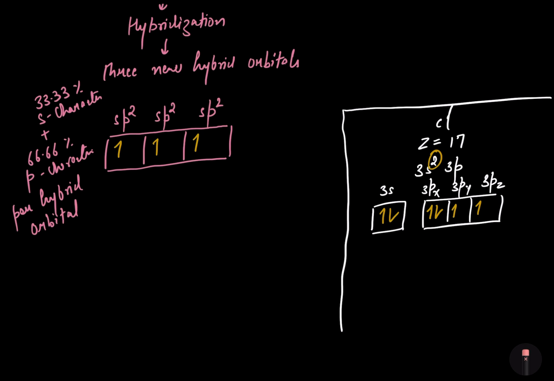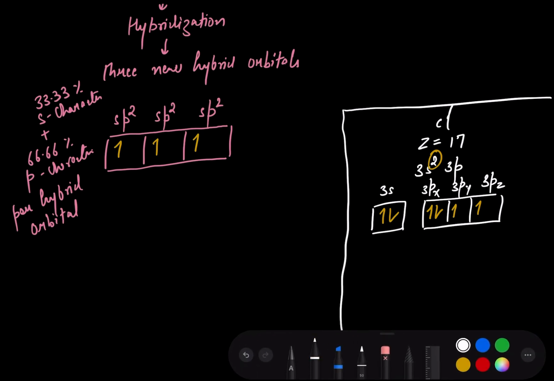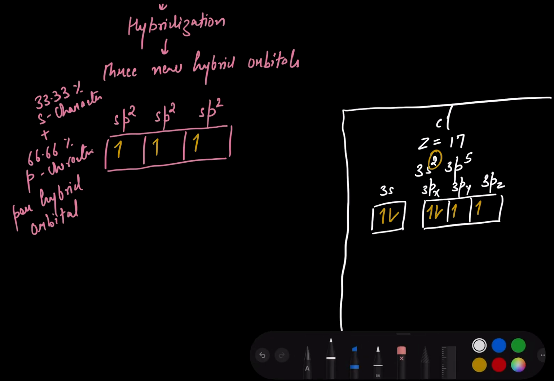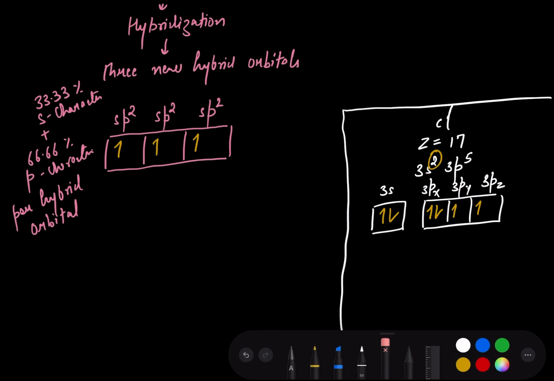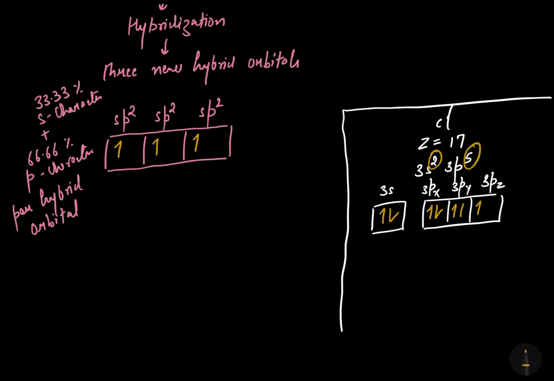There's one mistake, I'm so sorry. That's 3p5, so that's our fifth electron. Let me fill it for you again. We have 5 electrons in 3p: first electron, second, third, fourth and fifth electron. So here we have 1 electron in 3pz only, which will overlap with the sp2 orbital of the boron to form the sigma bond.